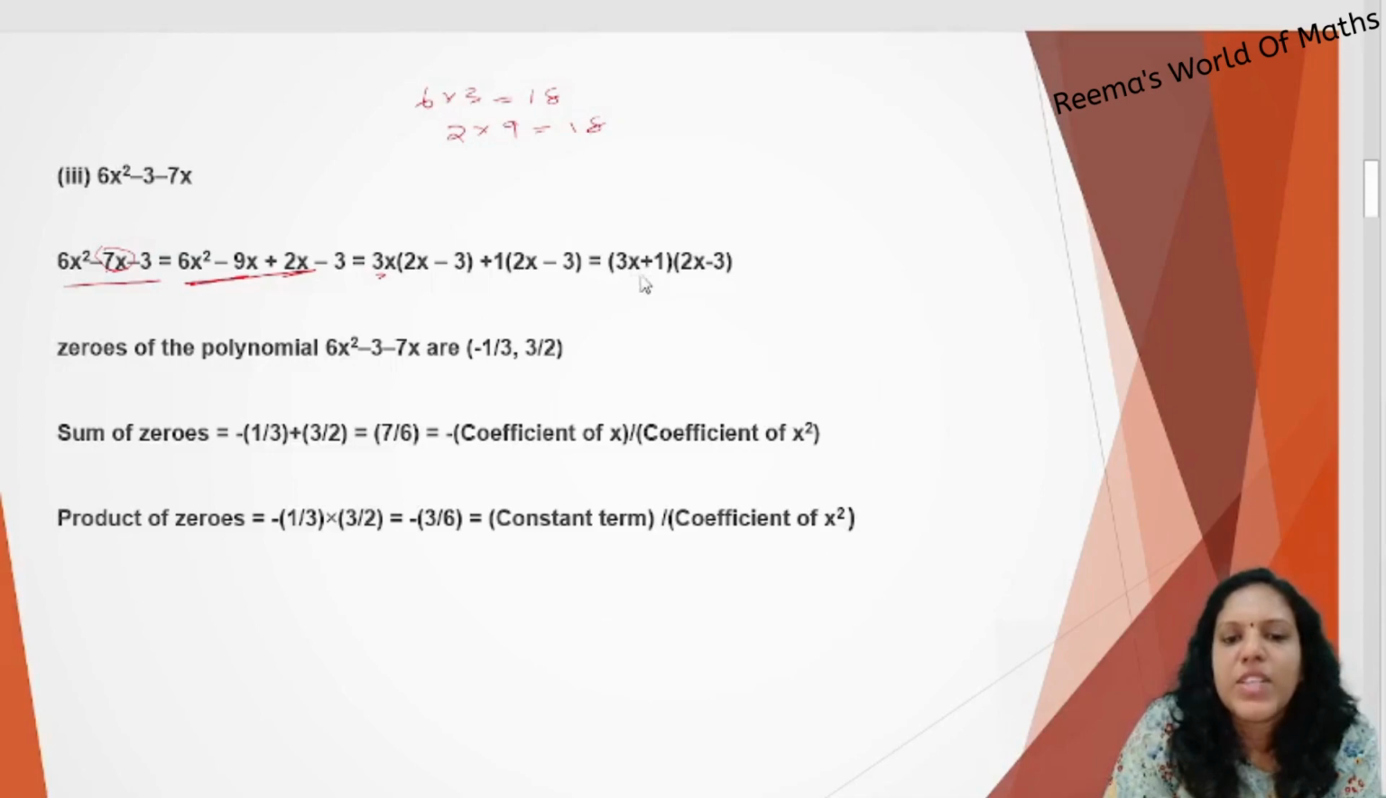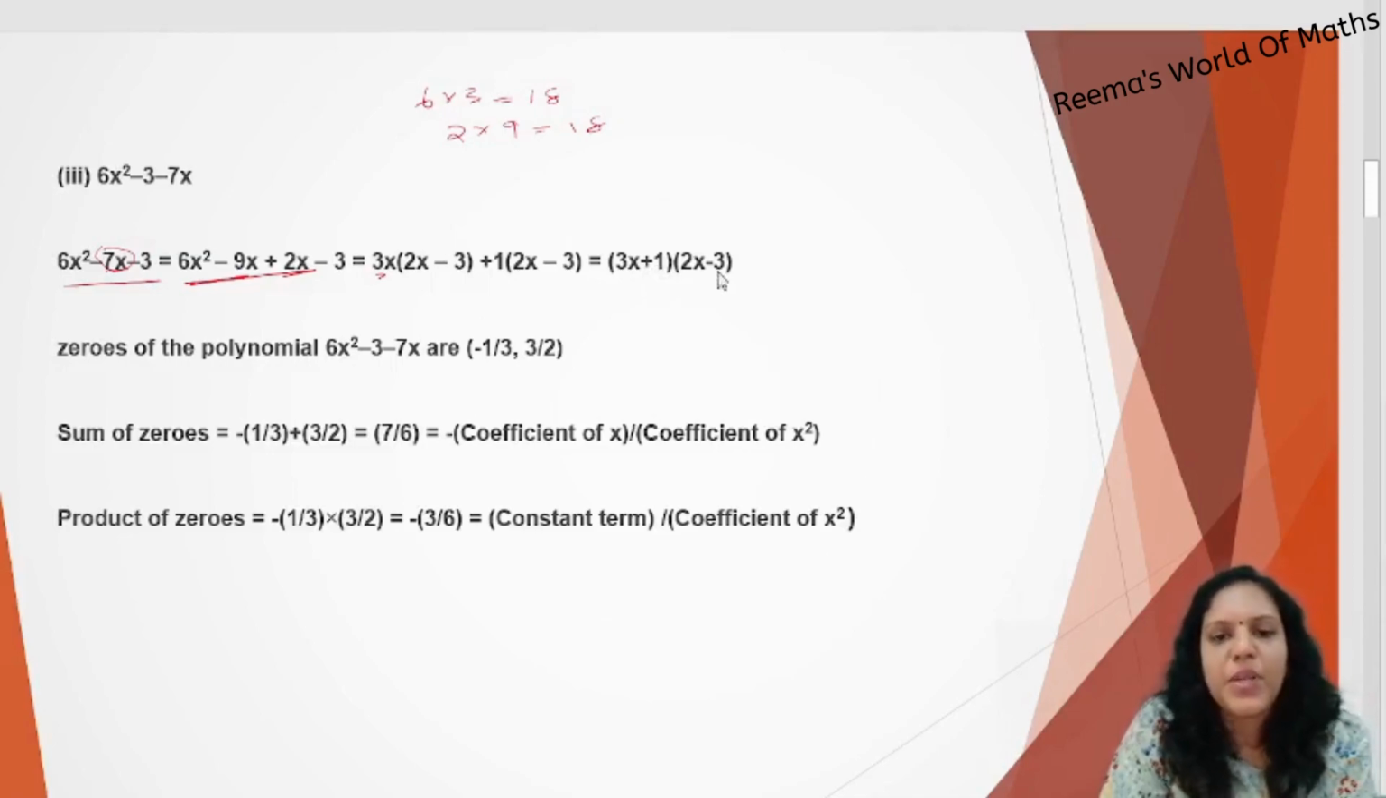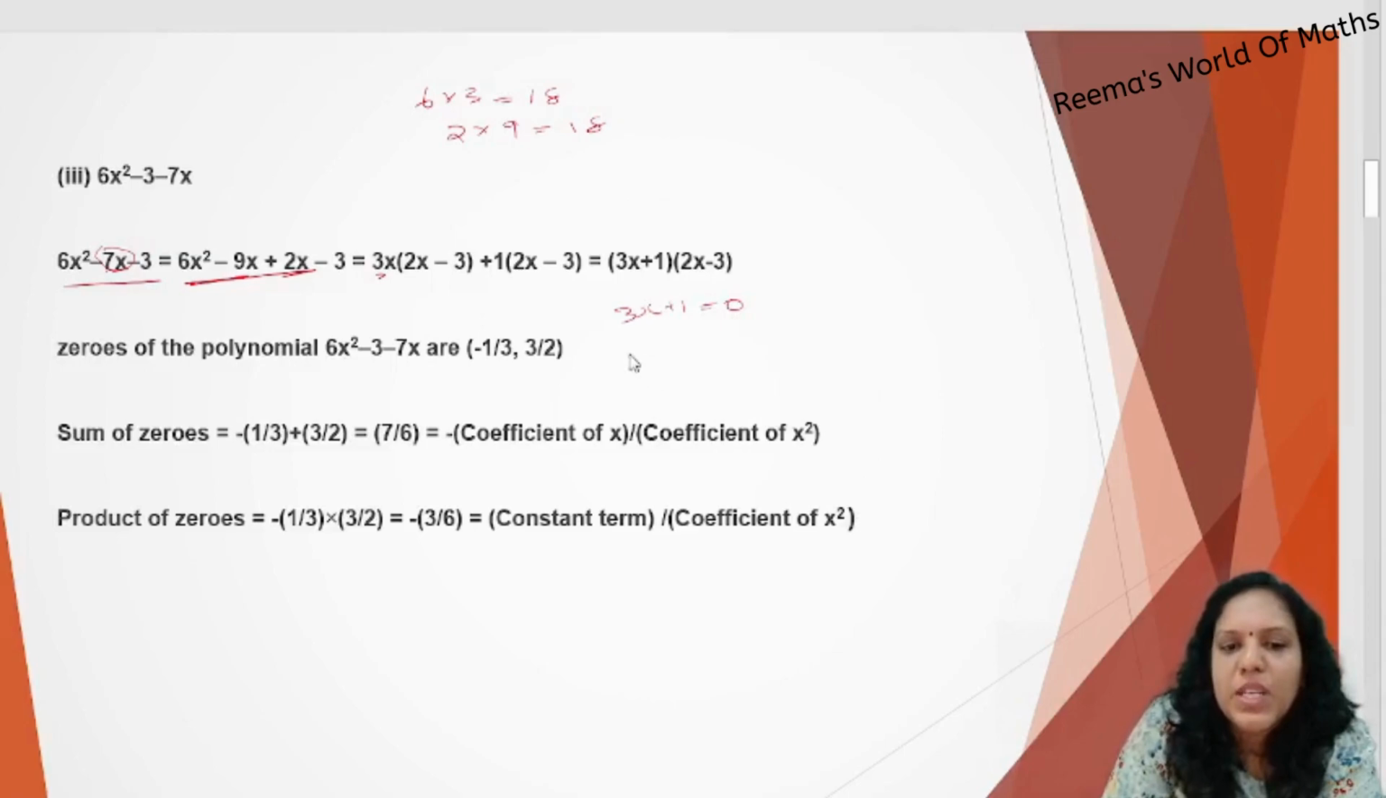So which is 3x plus 1 multiplied by 2x minus 3. So the zeros of the polynomial 6x squared minus 3 minus 7x are minus 1 by 3 and 3 by 2. So how? If 3x plus 1 is one of the zeros, so 3x plus 1 is equal to 0. So 3x equal to minus 1, x equal to minus 1 by 3.